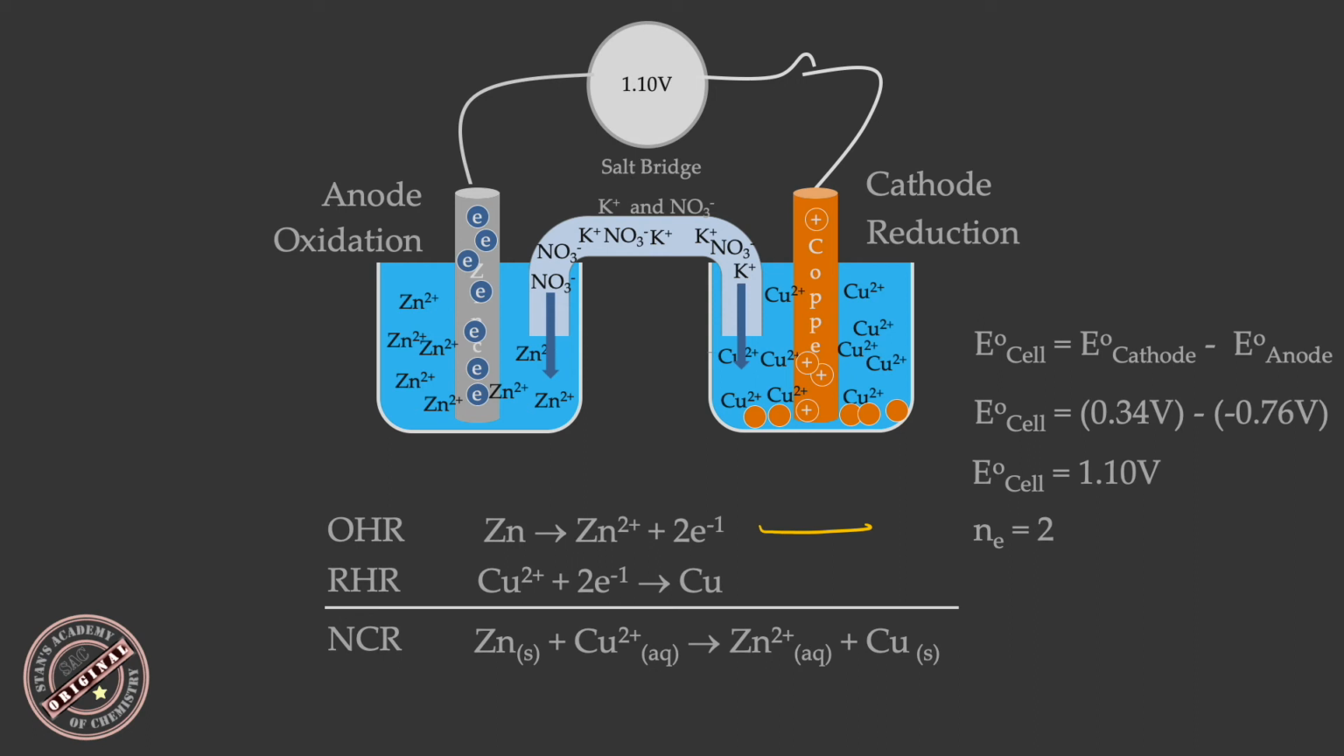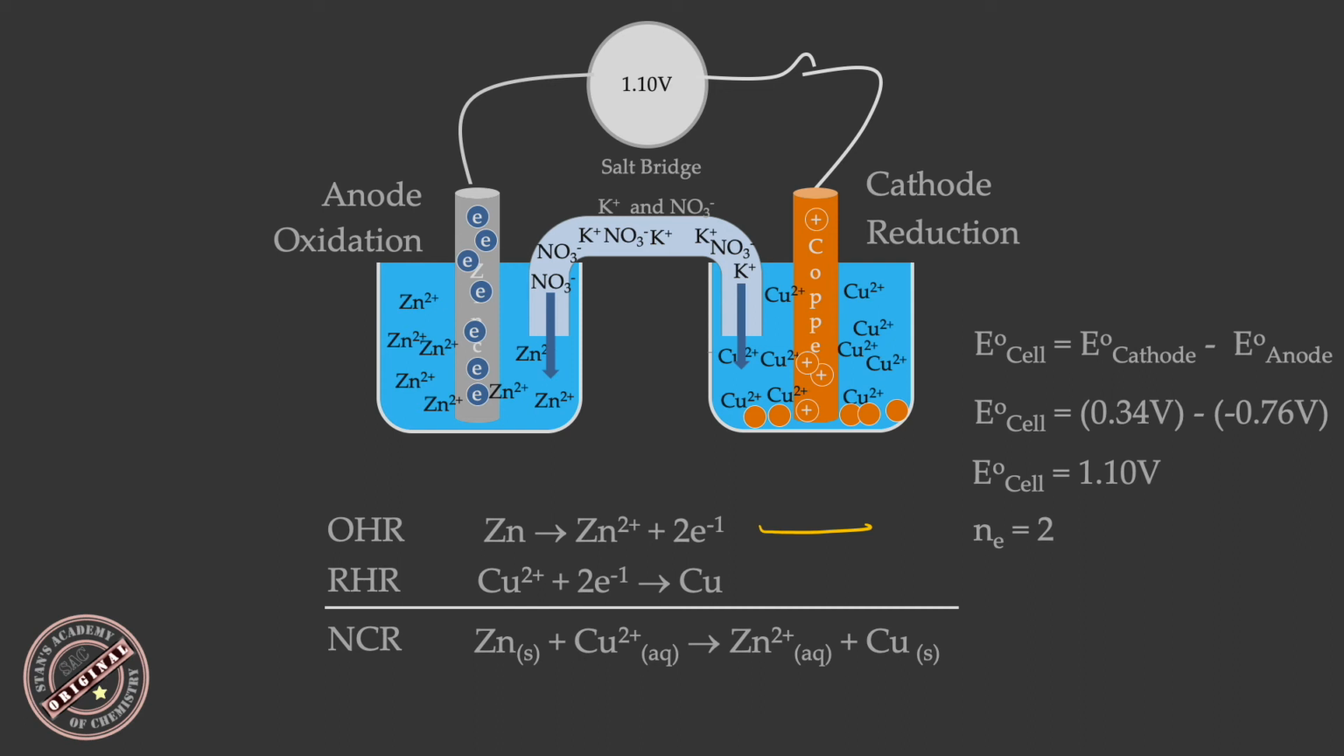Zinc changes into Zn2+ plus 2 electrons, and the reduction half reaction is the reaction taking place in the right compartment, Cu2+ plus 2 electrons, giving you Cu. Here the number of electrons lost in the first reaction is equal to the number of electrons needed in the second reaction. So they are equal, or we can say the equation is balanced.